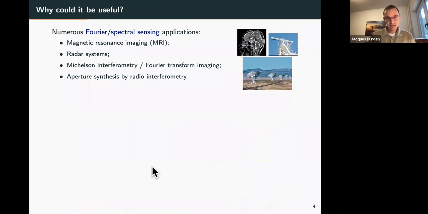Okay, so why is this experiment interesting? Because outside of the theoretical question and the interesting aspect of this experiment, there are many applications nowadays that rely on spectral content and Fourier transform. I don't have to tell you that; there are many experts here today. This is the case in magnetic resonance imaging, but also for radar systems. Any interferometric measurement actually relies on some Fourier transform somewhere. This is the case also for aperture synthesis in radio interferometry. So there are many applications that rely on the Fourier transform, on the spectral content of some image or objects.